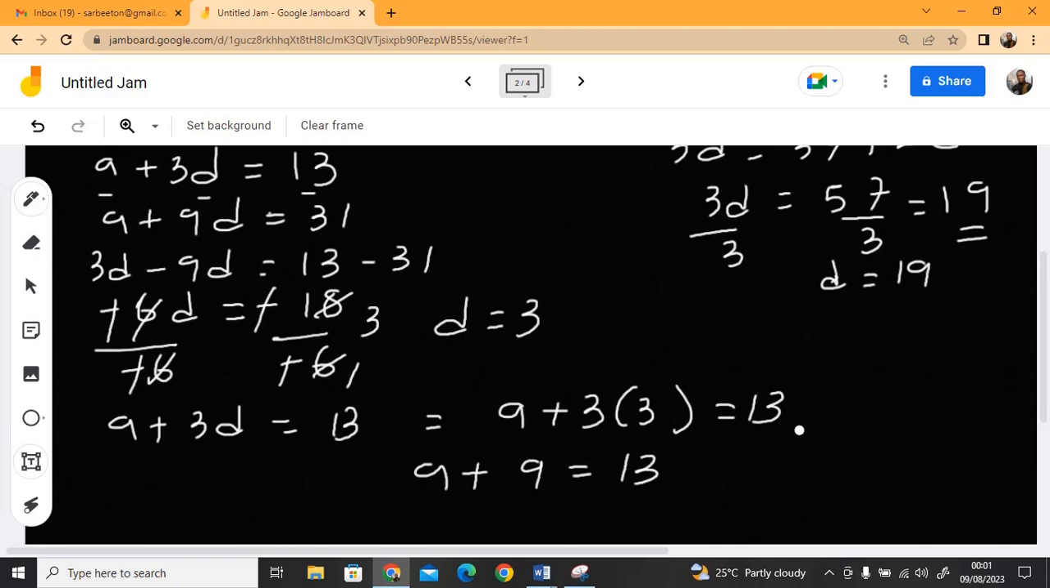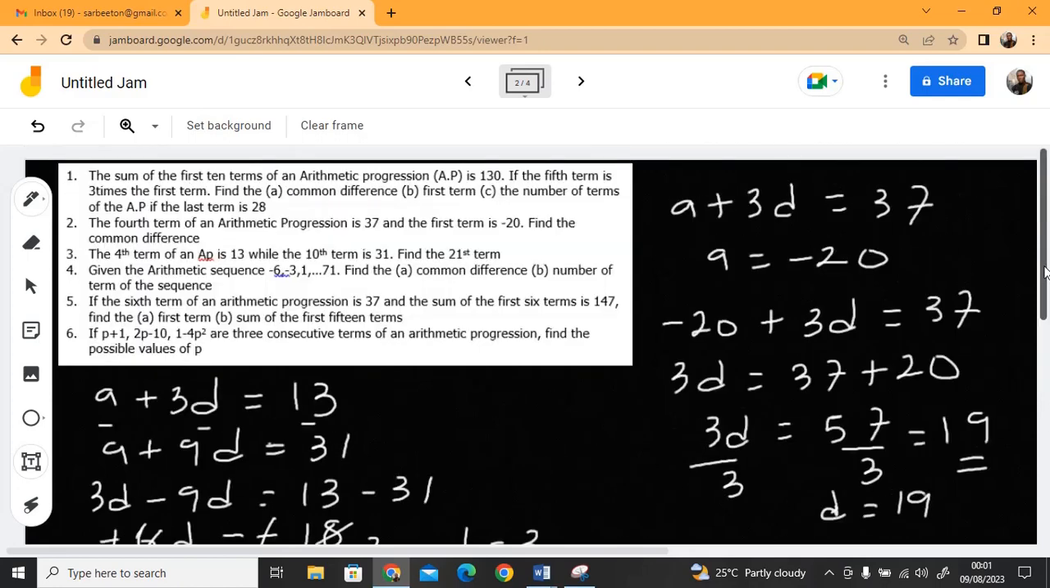I'll take this 9 to the other side. So a equals 13 minus 9. So 13 minus 9 is what? a equals 4. Now recall what you're asked to find. All this was just to find a and d. You're asked to find the 21st term.